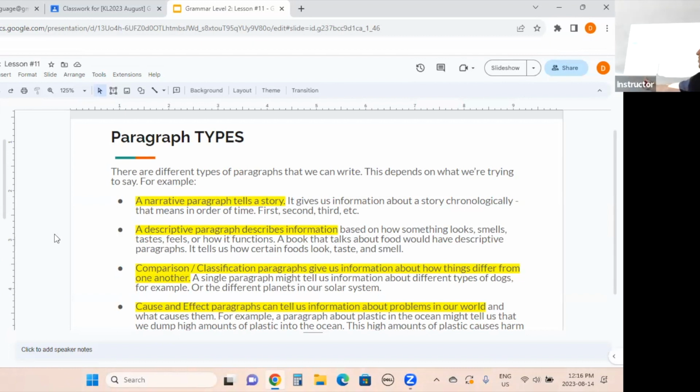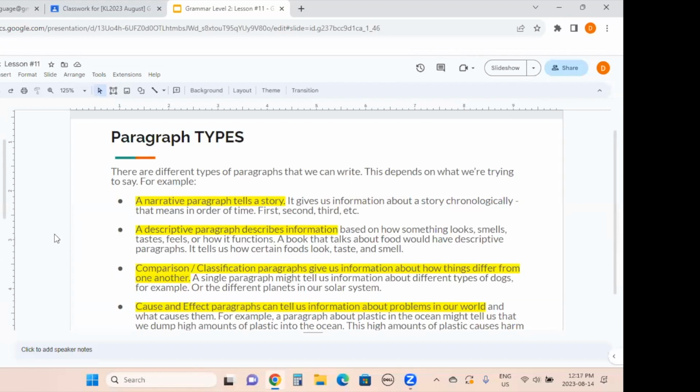Kaden, where it says comparison and classification, can you just read that one, please? In our solar system. Right. So comparison or classification. Instead of having one narrative, like in a narrative paragraph, or having one descriptive paragraph, with comparison ones, you have 2 things that you're comparing to each other. So now in a paragraph like this, I can say, this is how cats differ from dogs, or this is how the planets in our solar system are different from each other. Everybody cool with that? Nicole and Martin?